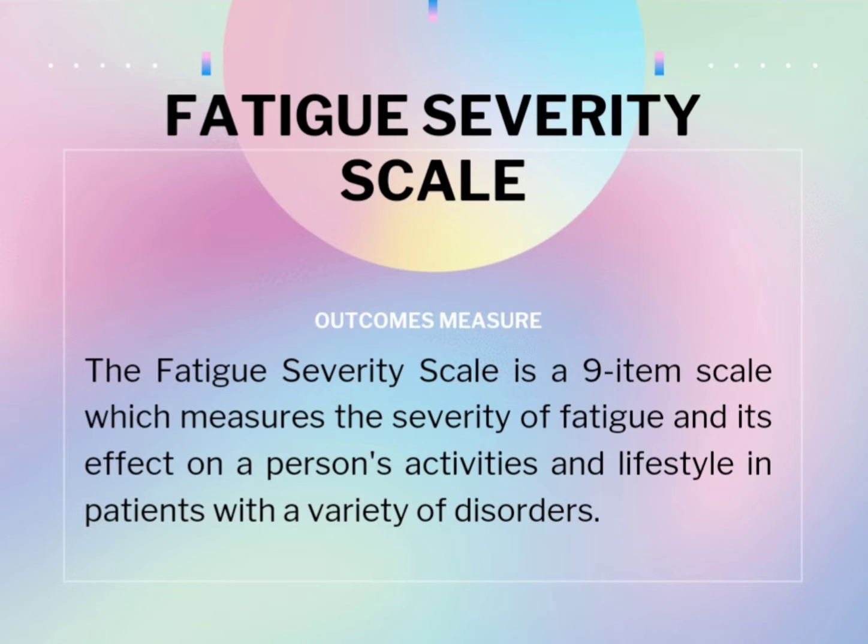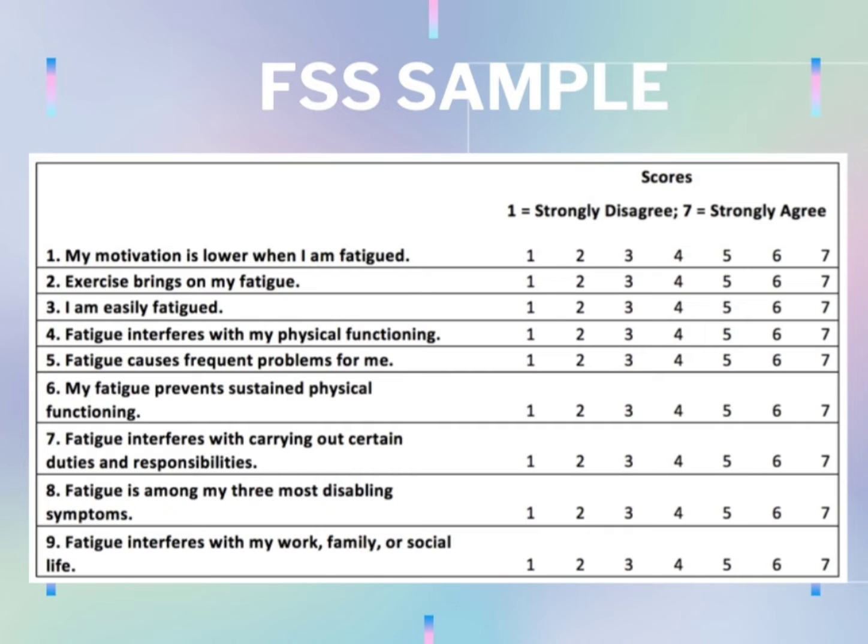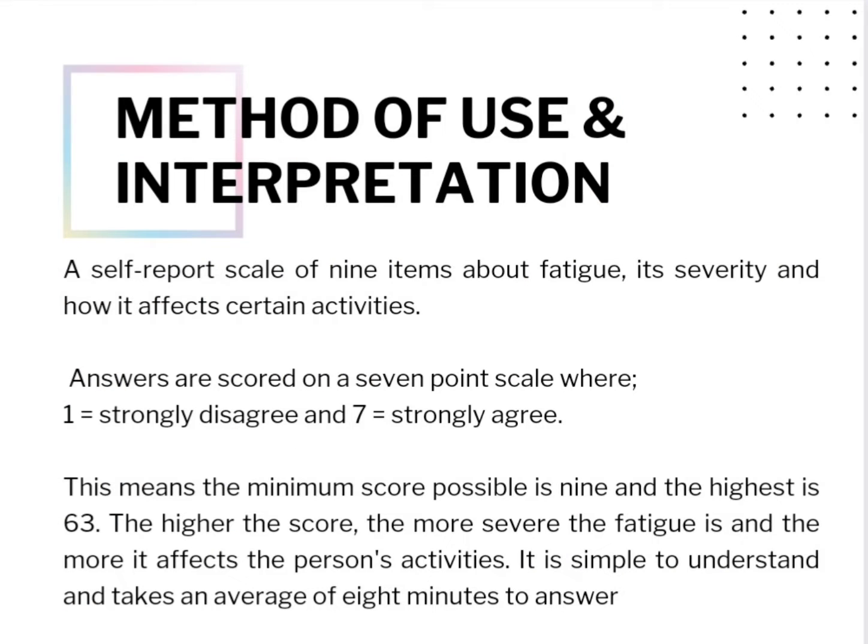Going through our first outcome measure, the fatigue severity scale. The fatigue severity scale is a 9-item scale which measures the severity of fatigue and its effect on a person's activities and lifestyle in patients with a variety of disorders. This is an example of the fatigue severity scale. Now for the method of use and interpretation.